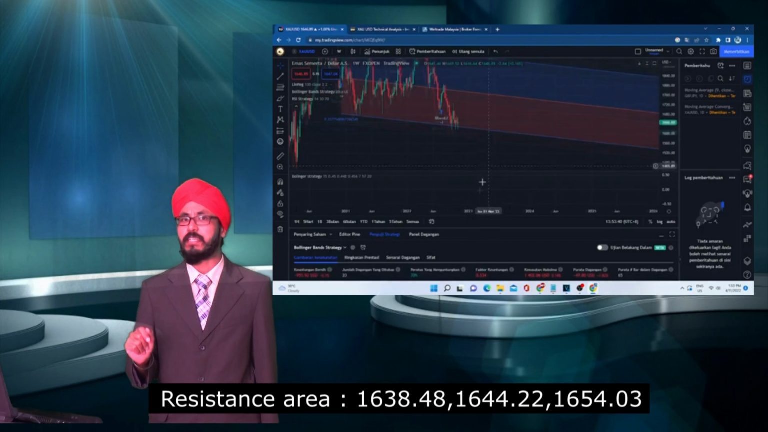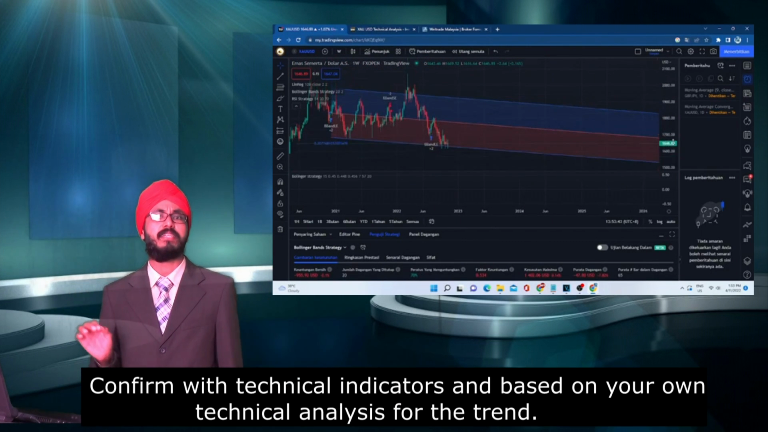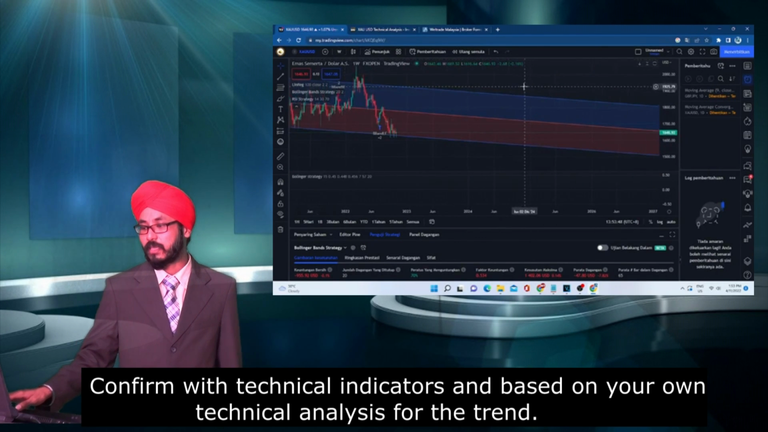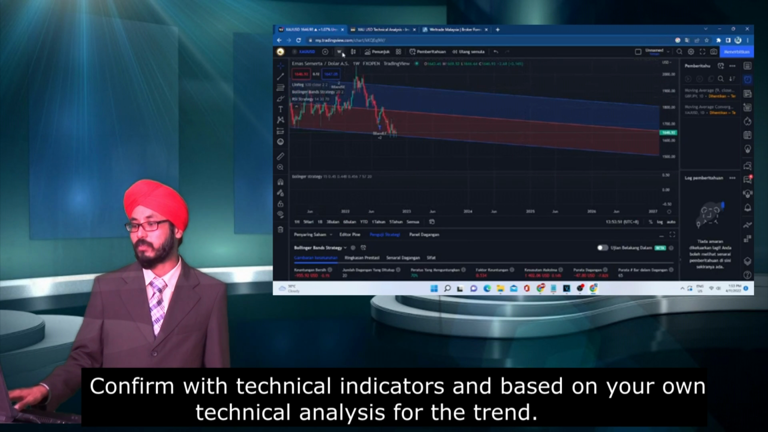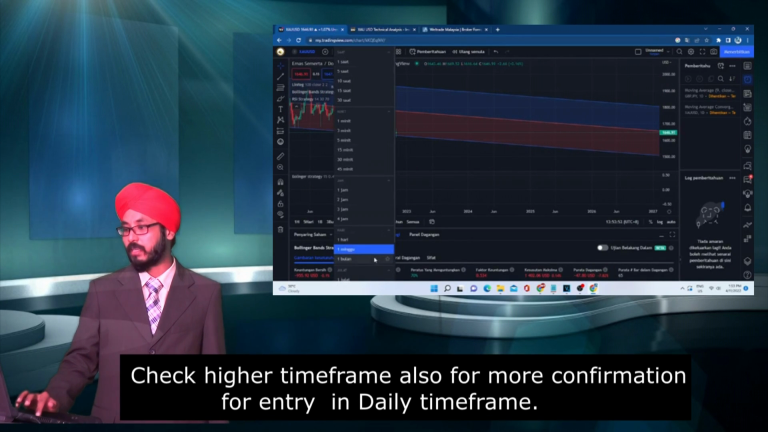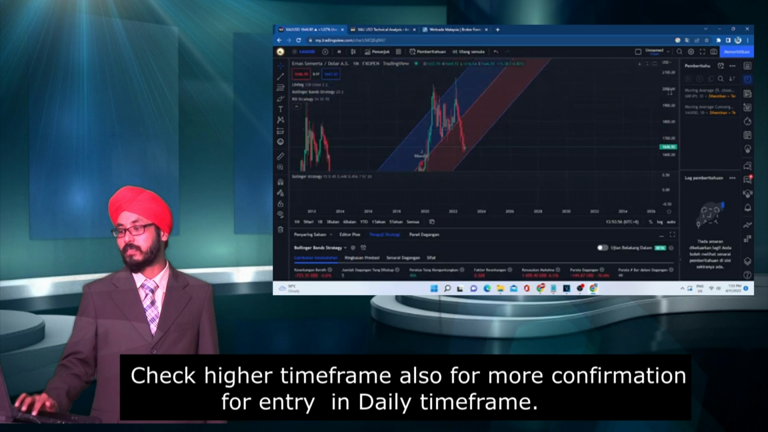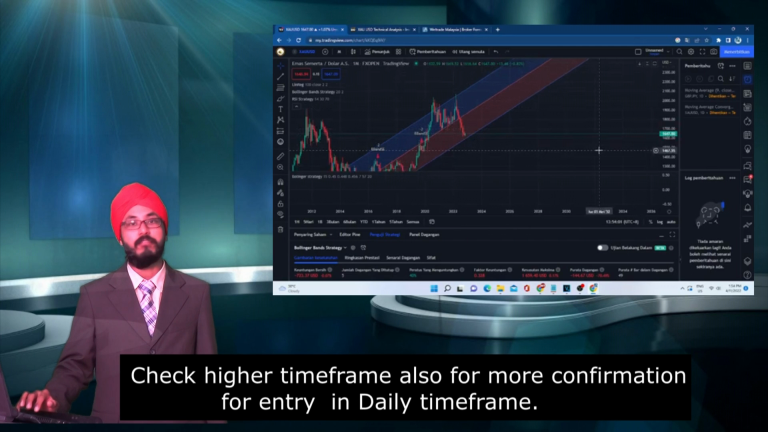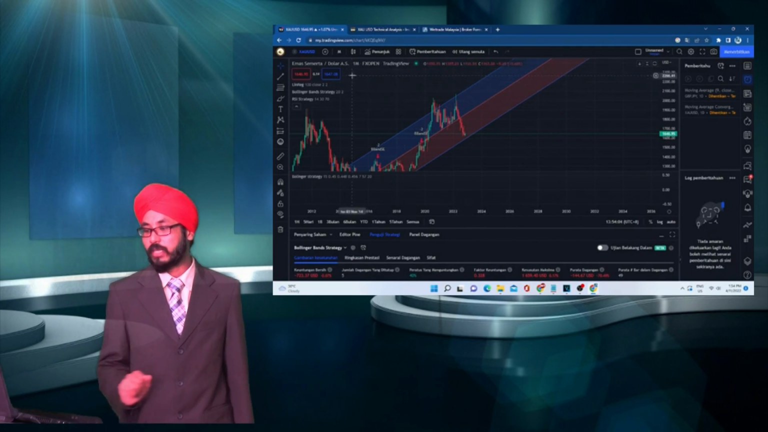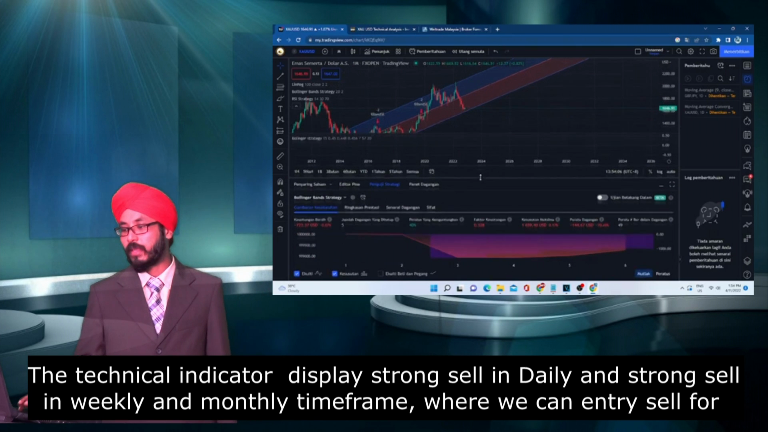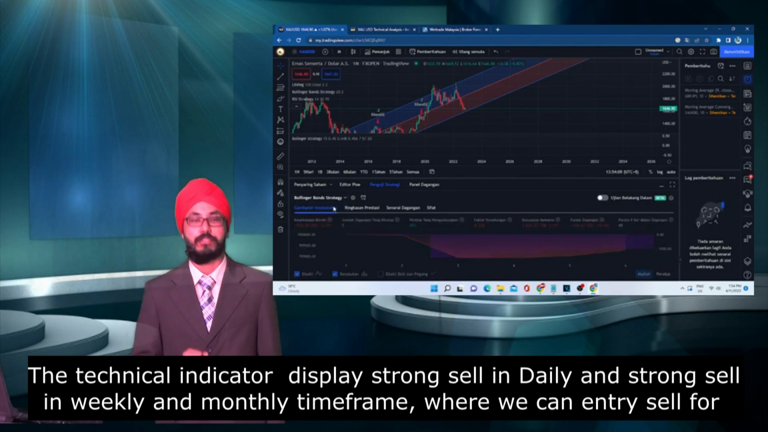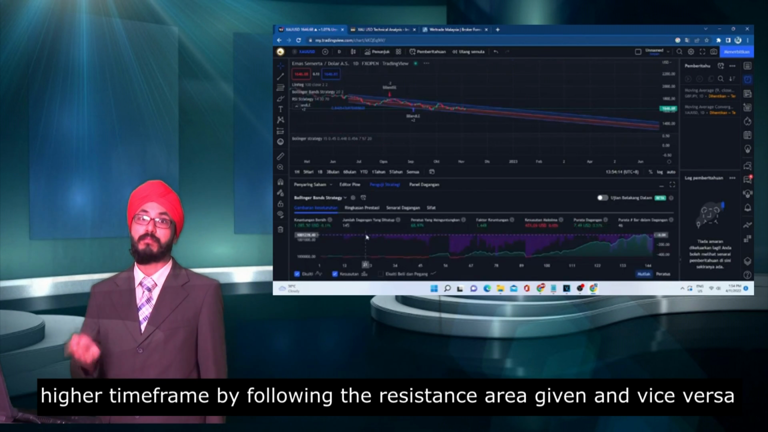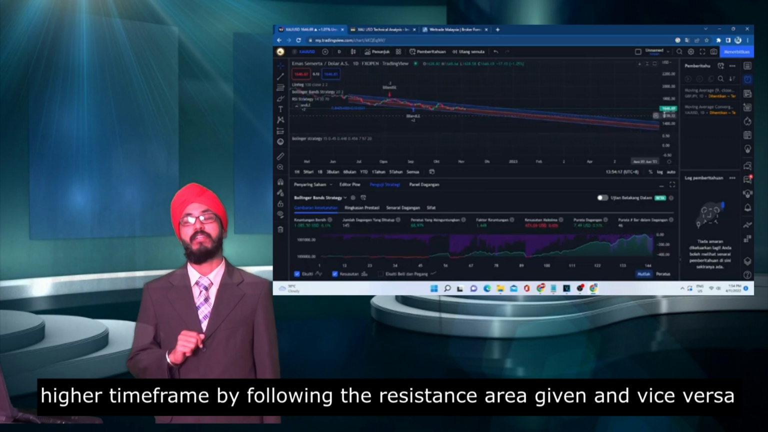Moving forward, firstly, we will have to look at our technical indicators as well. At the daily, most of our technical indicators are indicating a strong sell. We can check the higher time frames to see what they indicate. At the daily, we have a strong sell. If we go to the weekly, we also have a strong sell. And if we go to the monthly, we also have a strong sell as well. Which means that we can focus on our resistance points in order to place our entry.